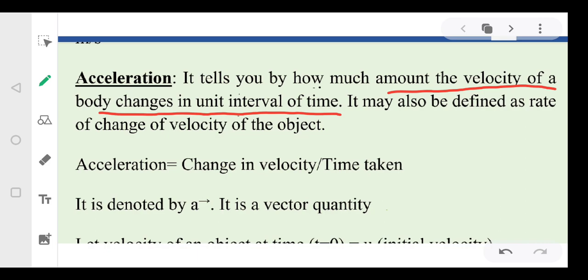Now here is the formula of acceleration. It is change in velocity divided by time taken. We denote acceleration by the symbol a with an arrow placed on it. Why? Because it is a vector quantity.